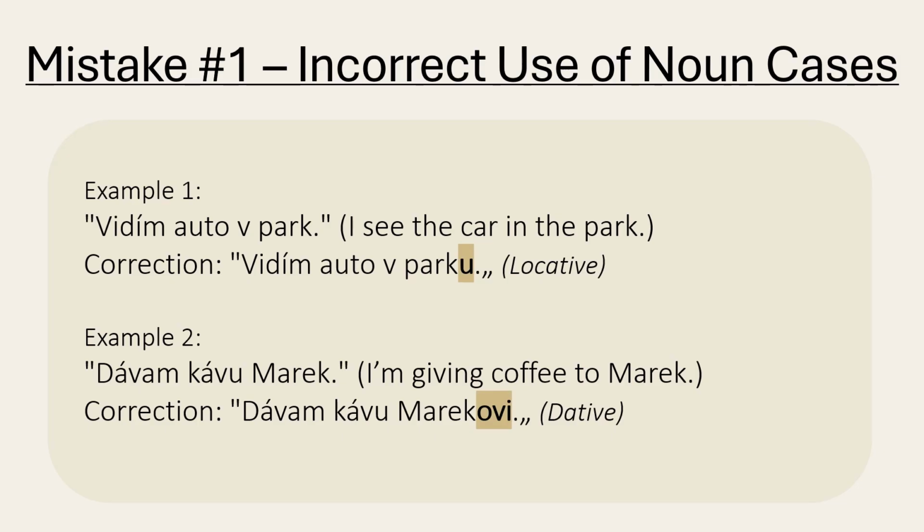Explanation. Always make sure to use the correct case based on the noun's function. For the direct object, use accusative case. For locations or topics, use the locative case. For recipients or beneficiaries, use the dative case. Additional tip: practice with simple sentences and gradually incorporate more cases as you become comfortable.